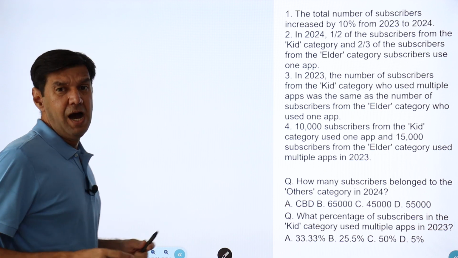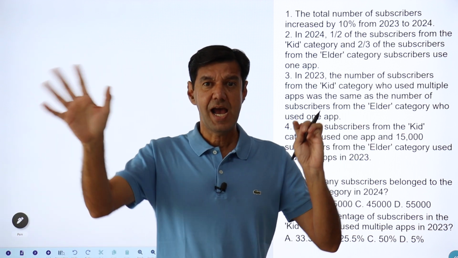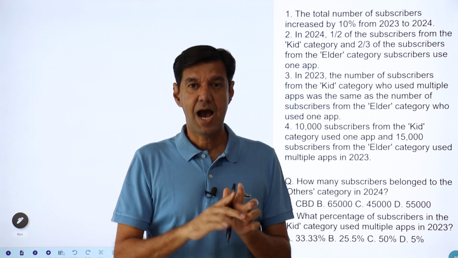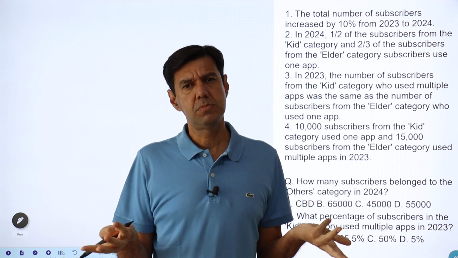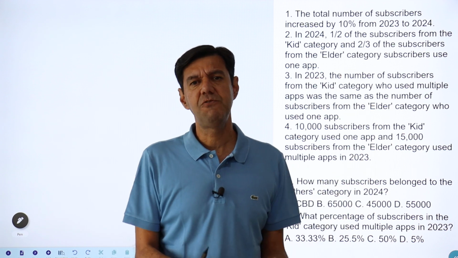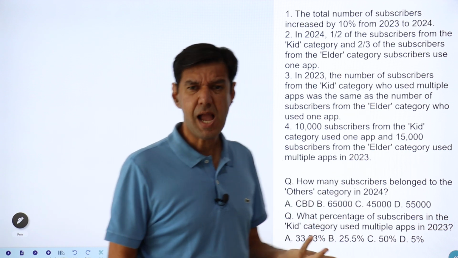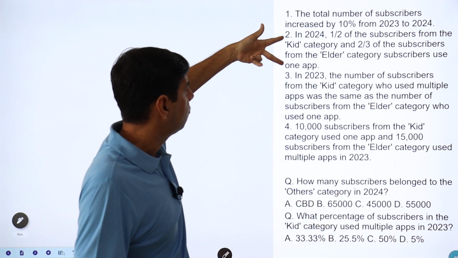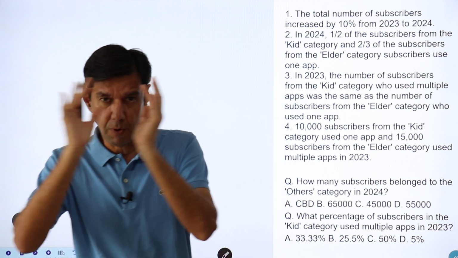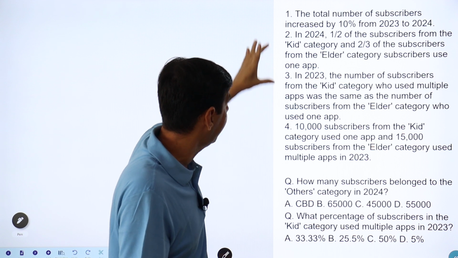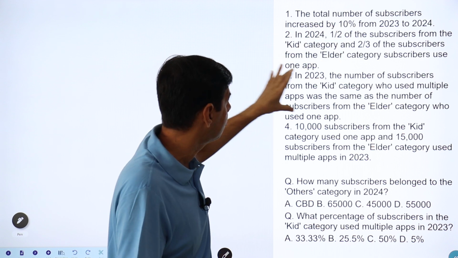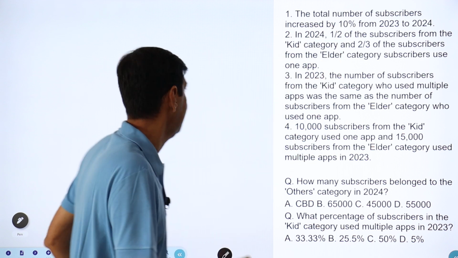So if I look at bigger picture, I have kids, elders and others. I have using one app, two app, I have 23 and 24. So 3 parameters, you can very easily form a table with the 3. And how I would do is, I would make, in my mind, one table for 23, one table for 24 because the clues are given that way. This whole clue is about 24. This is about 23. This is about 23, right?